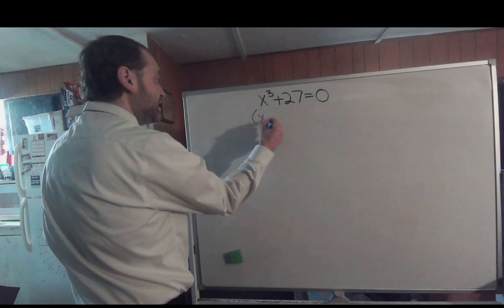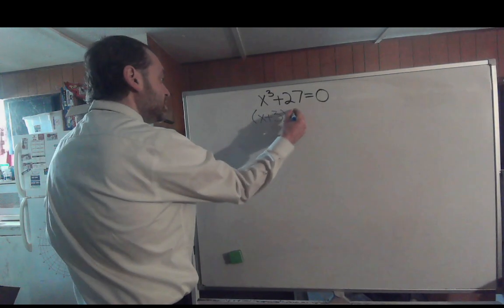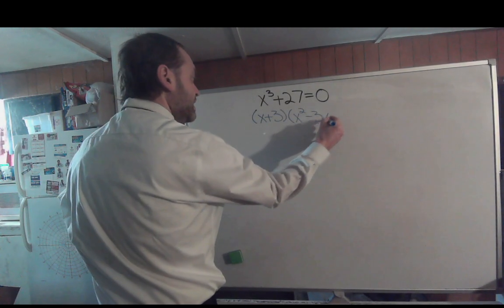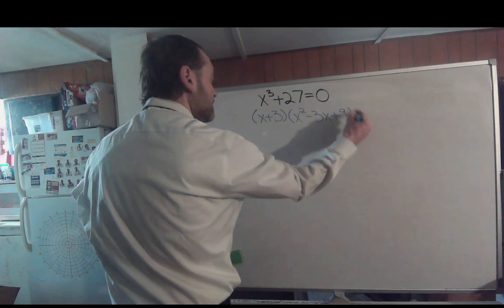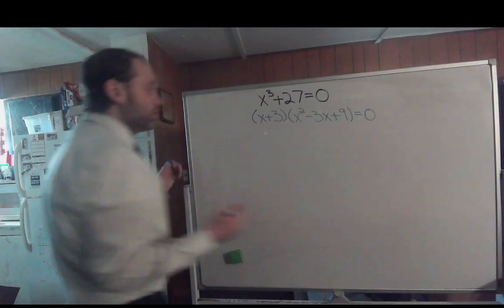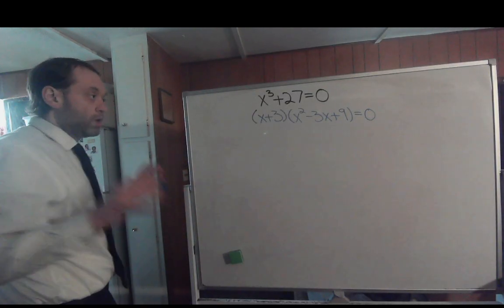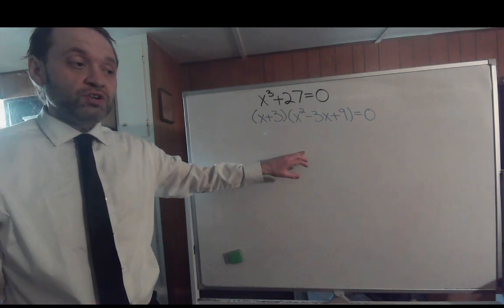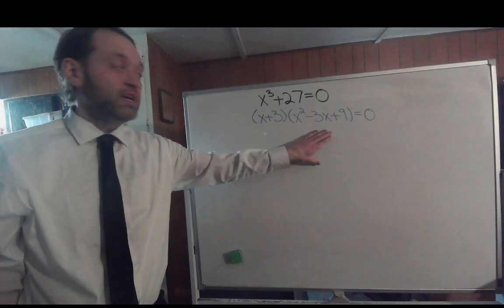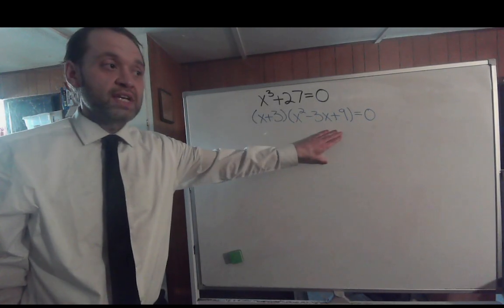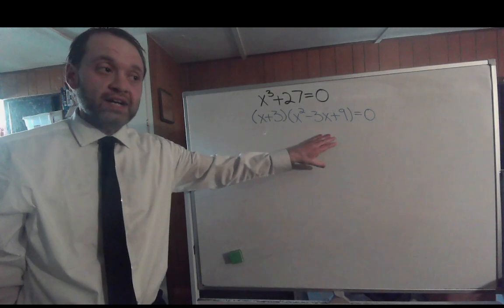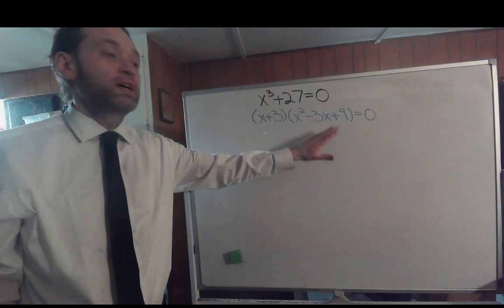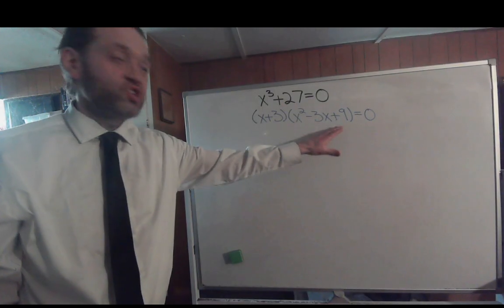You would end up getting x plus 3 times the quantity of x squared minus 3x plus 9 equal to 0. Well, here's the thing. That quadratic factor you get of a sum of cubes, it'll always be imaginary. You'll always have two imaginary numbers that don't factor. When you stick it in the quadratic formula, you will always, 100% of the time, get imaginary numbers.